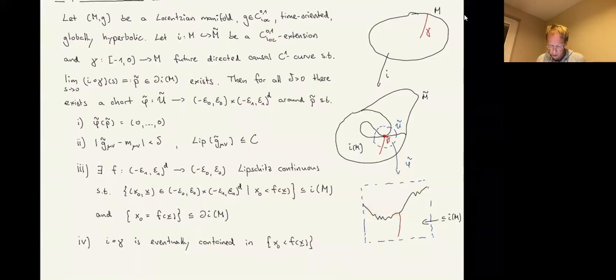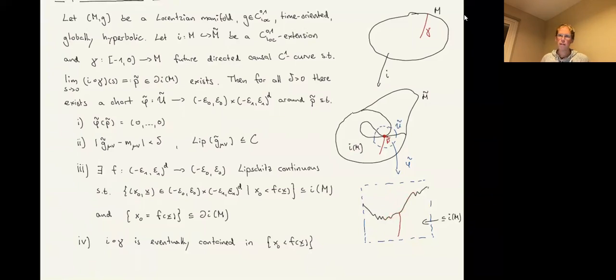Let me make a few remarks about this. So I don't make any statement about what happens above the graph of f. So here you see it could happen that the original spacetime lies above the graph of f. I don't make any statements about this. And it could also happen that when you look at the boundary of your M tilde, there might be bifurcations here, so that you might have a different branch of the boundary which bifurcates towards the graph.